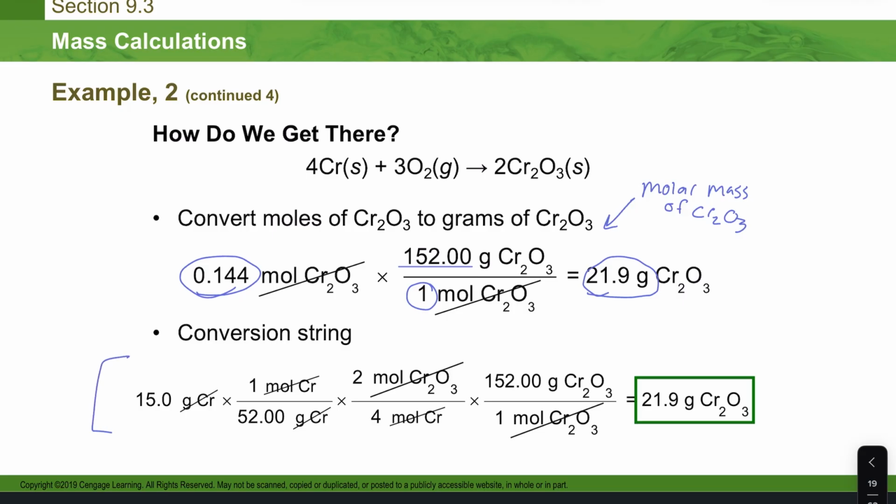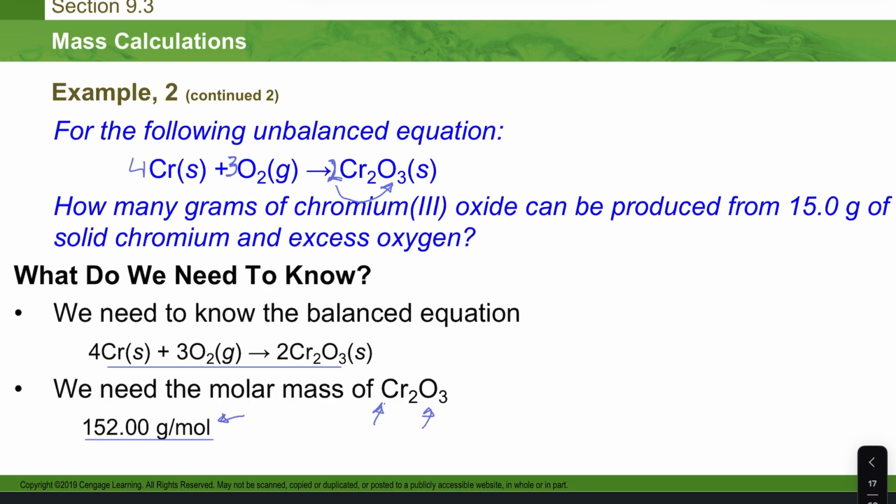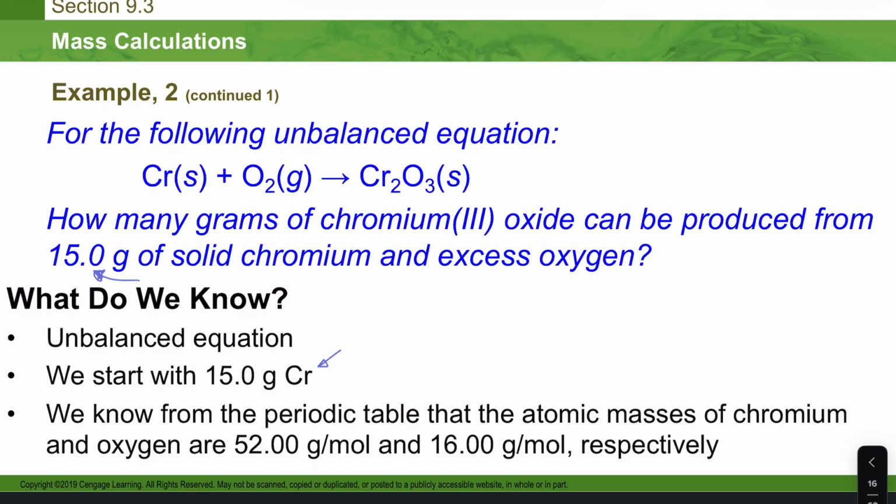And so this is the entire thing, but I'm actually going to show you how I do it as well. So let's go back to here. We know that the equation is going to be balanced like this: 4 and a 3 and a 2. Okay. So I'm going to make a long train track, and I'm going to start with what we know. We have 15.0 grams of Cr. We need to get out of grams of Cr, so we can use the atomic mass, or the molar mass, of chromium to do that.